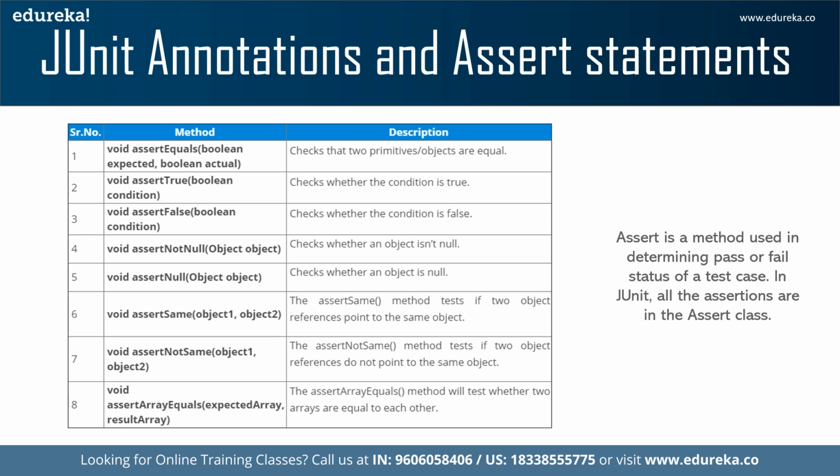Last, we have assert array equals. This is similar to assert equals, just that you'll check two arrays instead of two objects. This assert array equals method will test whether two arrays are equal to each other or not. Let's take a quick look at the example for this.